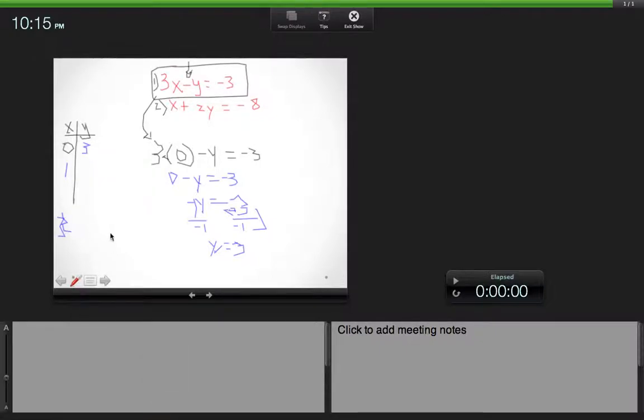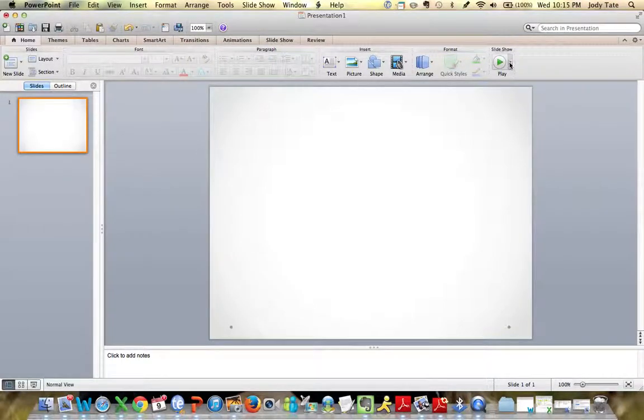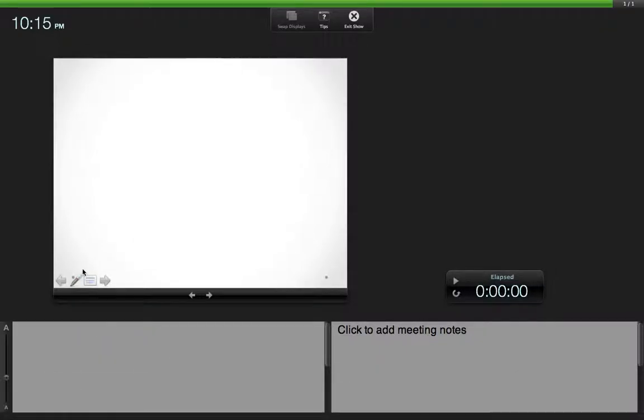If I can reset everything, no. Let's try this. Okay, I had to clear it out. So again, that first equation was 3x minus y equals -3, right? This is just the first equation. Okay, and that's a negative. It's supposed to be negative there.